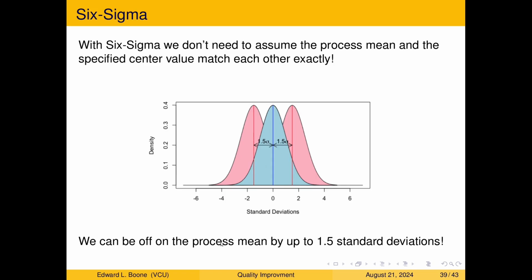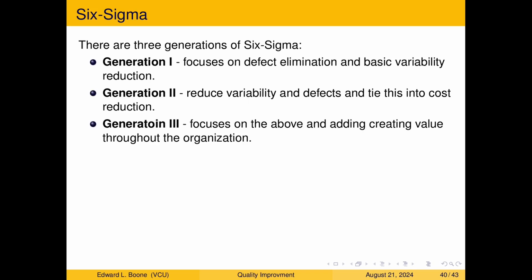So we can be off on the process mean by up to 1.5 standard deviations on either side of the mean, which is a really good thing because the mean's probably going to move around, because when people make stuff, things wear down over time, or they just aren't consistent. If I'm making coffee, that water is not exactly the consistent temperature every single time. For lots of reasons, it's not the exact same temperature, but we can be off a little bit and it'll still work.